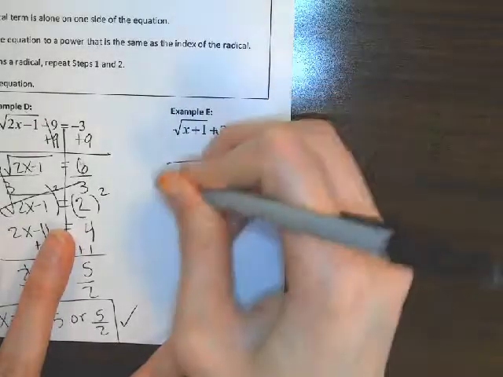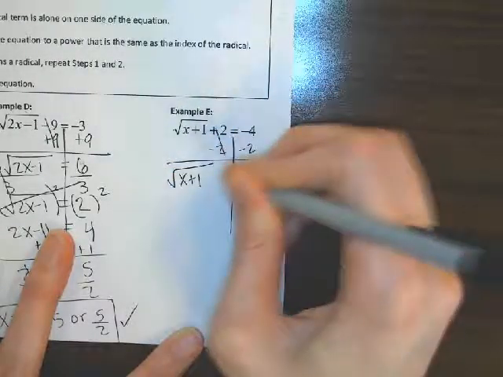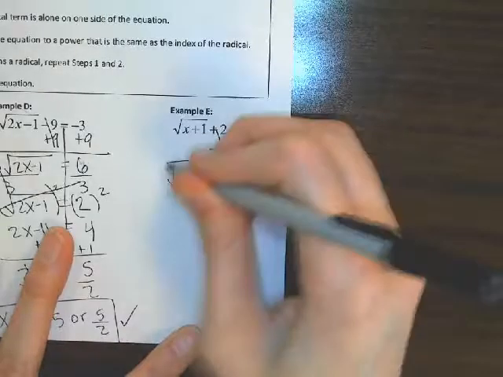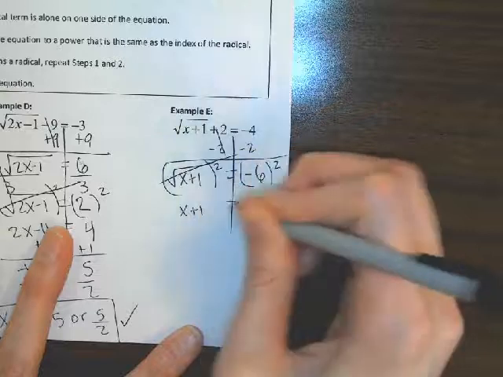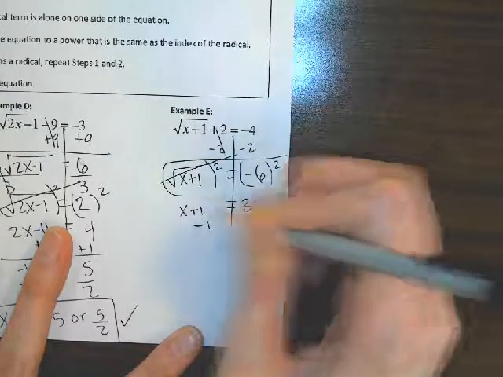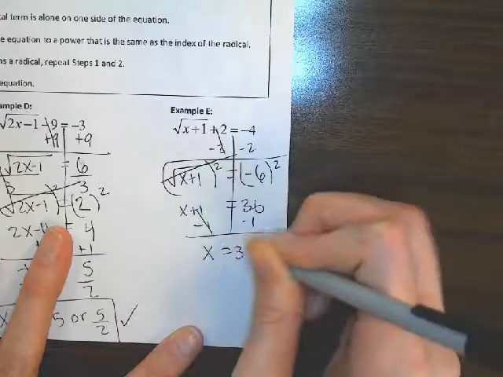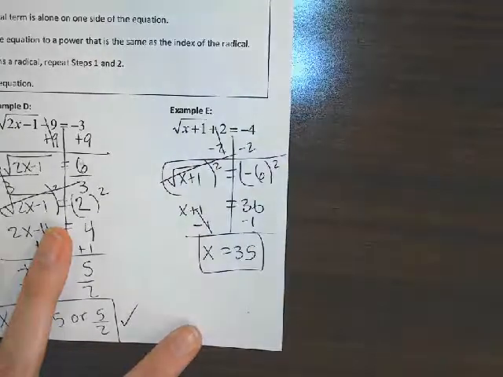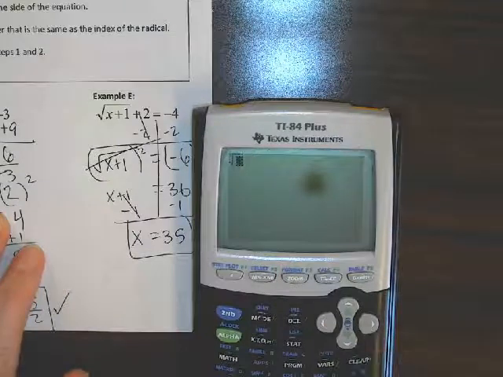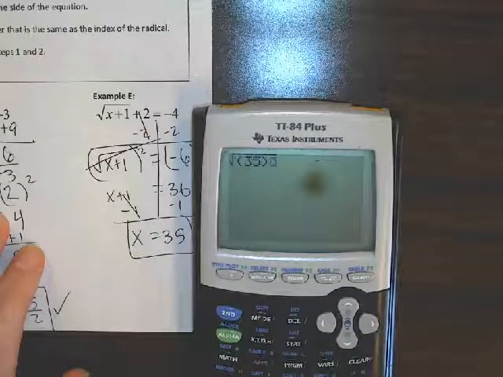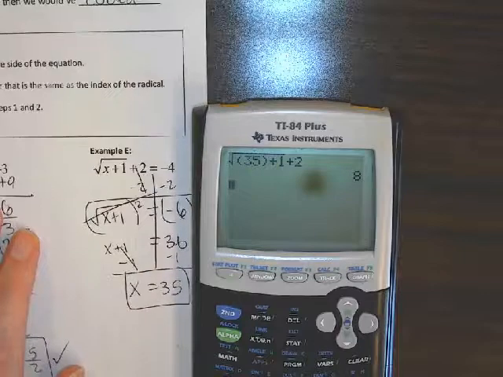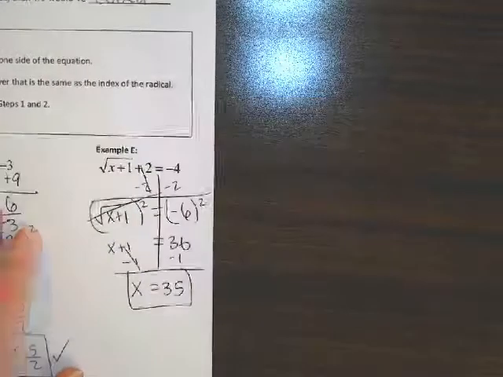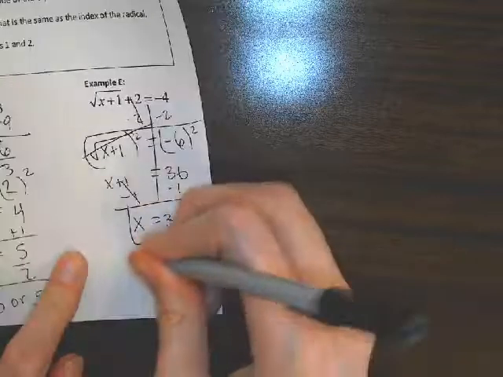I'm just going to do it really fast for those of you that did not get that. And then from here, you would have raised everything to the power of 2. And then you would have subtracted the 1. And then when you plug it back in your calculator, we get 8 and not negative 4. Therefore, it is a false statement. We call this an extraneous solution.